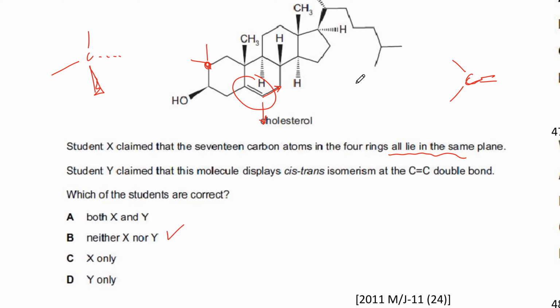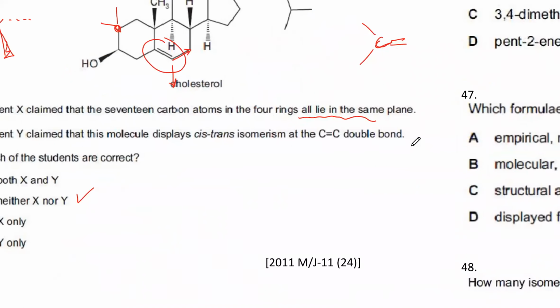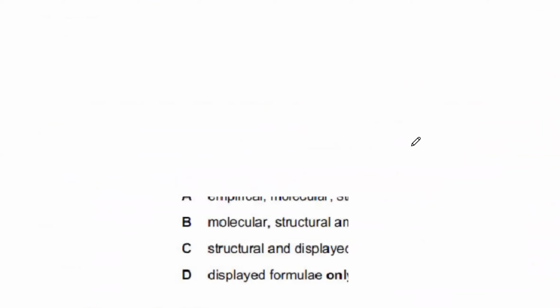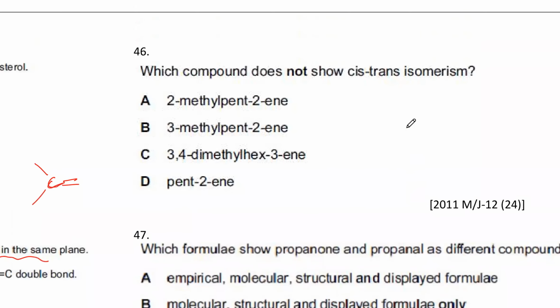Both of them look incorrect, right? Ignore this. Which compound does not show cis-trans isomerism? So this is about naming. Pent-2-ene. Pent-2-ene means 5 carbon atoms, right?